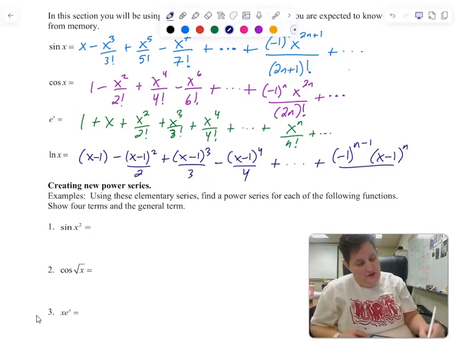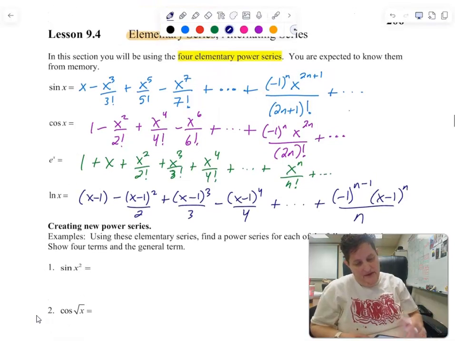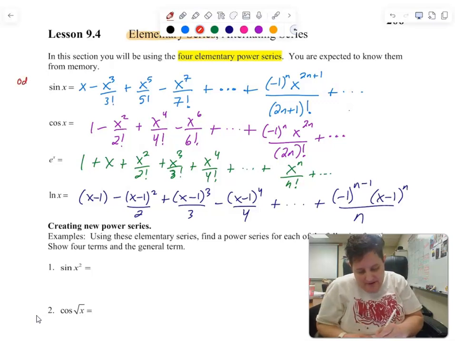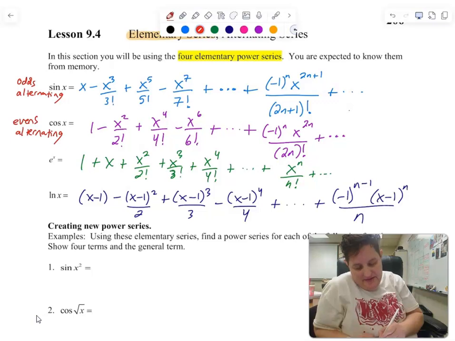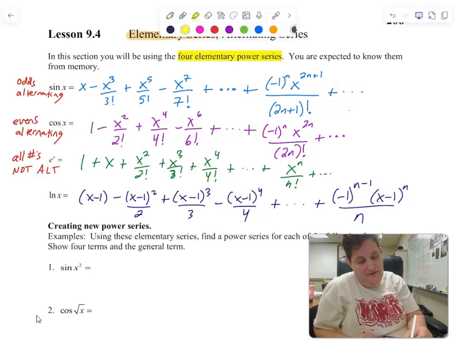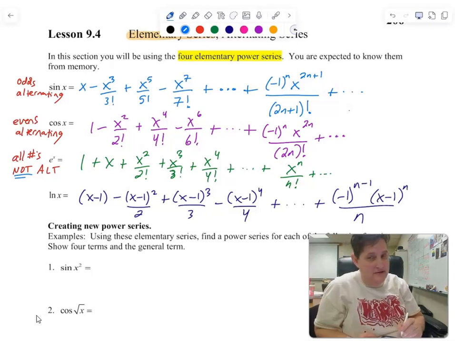Okay, so let's look at some patterns that I think will help you memorize these. So sine, we're going to remember, is the odds and it's alternating. Cosine is the evens and it's alternating. E to the x is all numbers, both odds and evens. And this one is the only one that is not alternating. So like, underline that or something. The e to the x is not alternating.